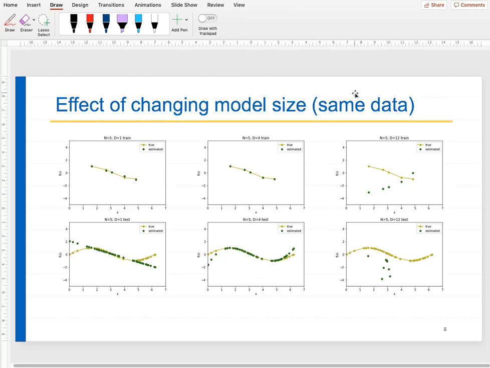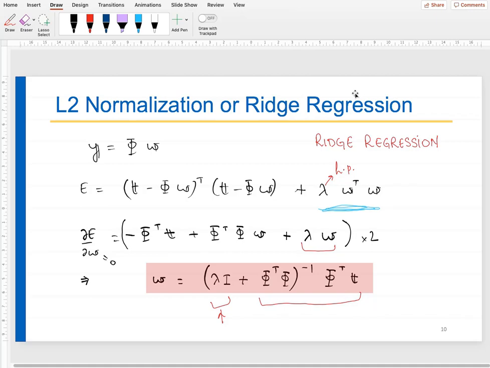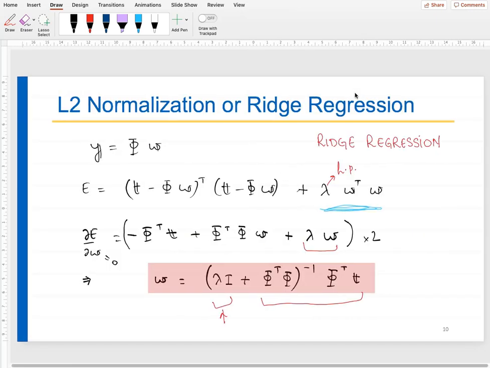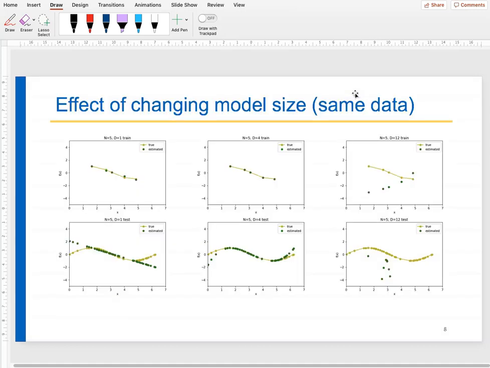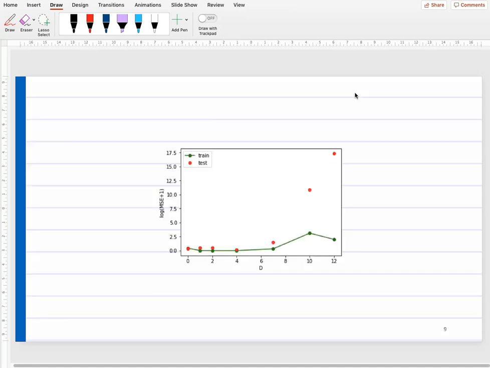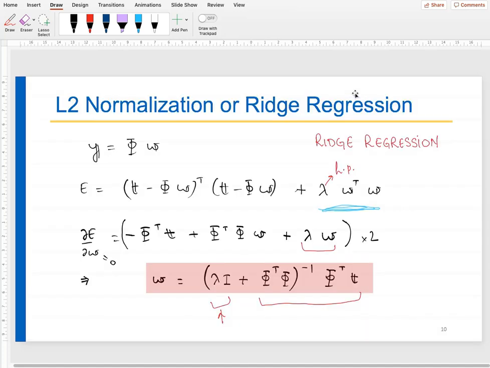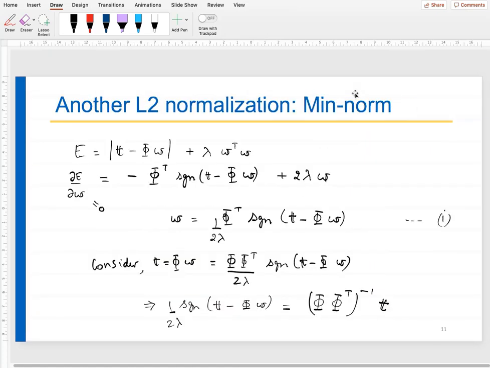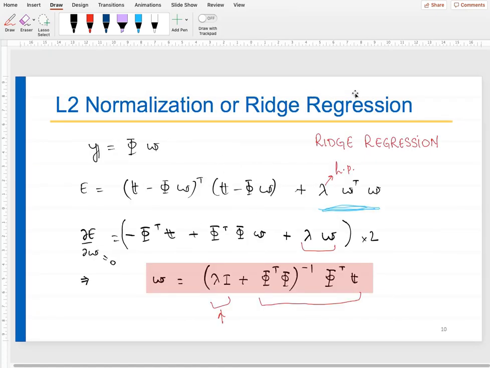Let me show you. Oh, I don't have the plots for that. Maybe I had put them somewhere, or maybe I don't remember where I put them.